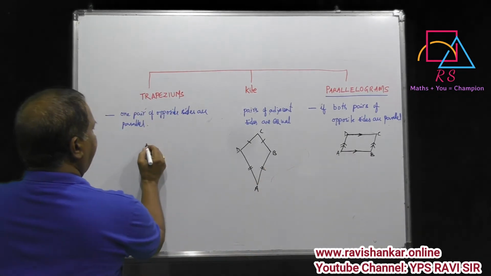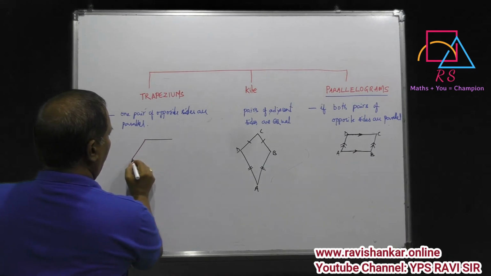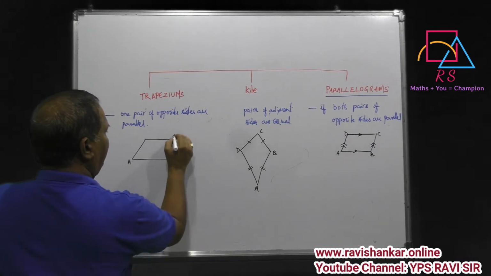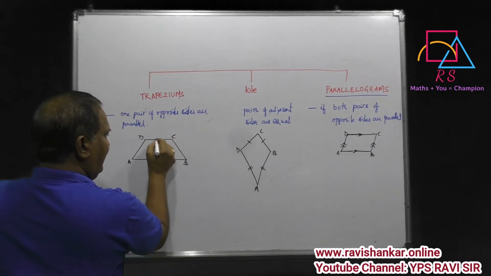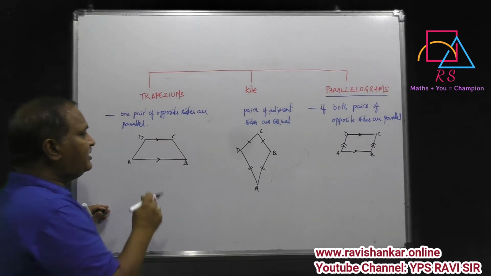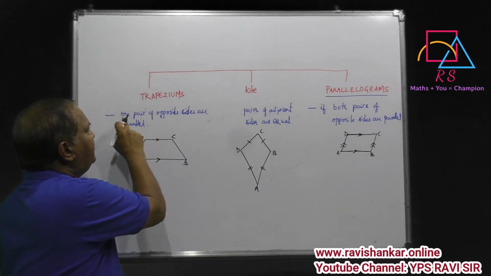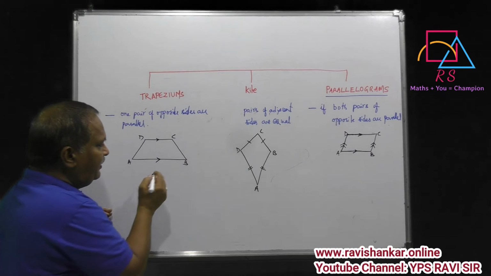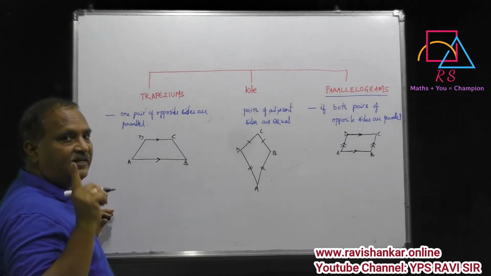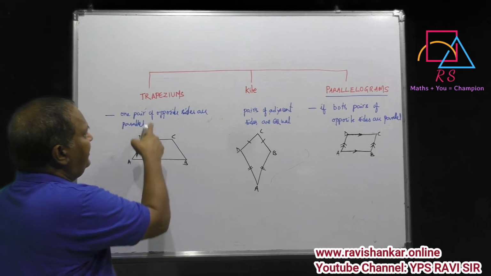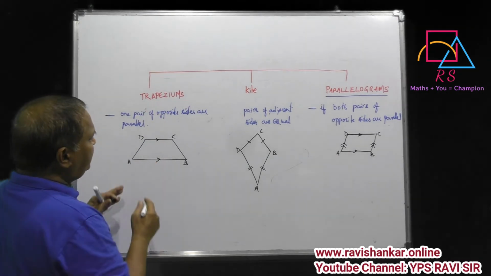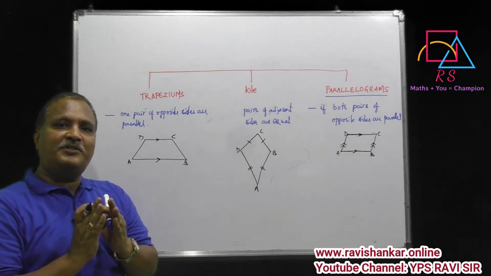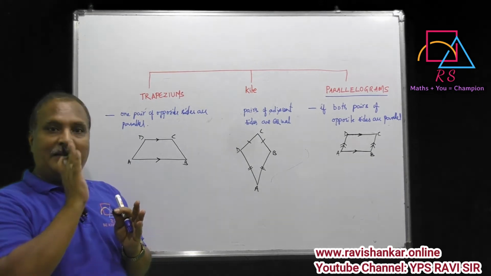Now what about the trapezium? ABCD, and AB is parallel to CD. That means we are talking about only one pair, because only one pair is enough. AB and CD are parallel, as the arrow marks show. So then this will be a trapezium. You can draw a number of trapeziums, where one pair of opposite sides should be parallel.